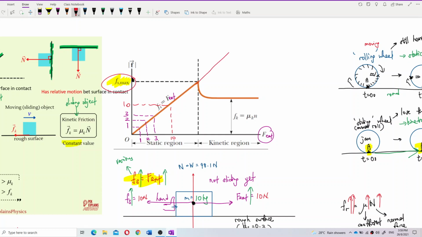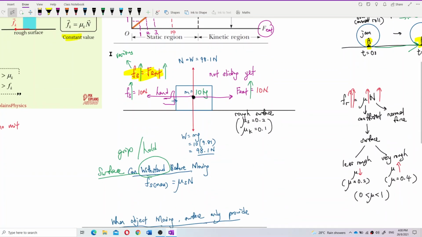This graph cannot increase forever. You understand? It has a maximum value. So what is this maximum value? It is equal to mu S n. So it depends on the value of mu. See that? This value of mu. It also depends on the normal force.